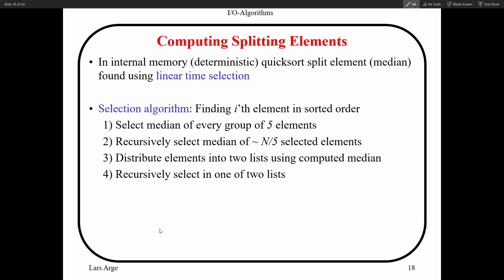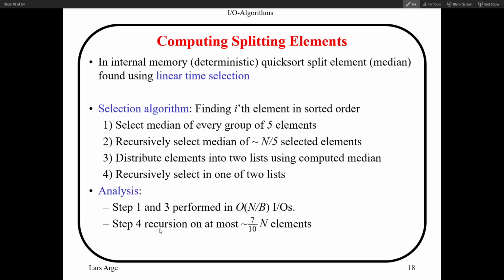We now go back to finding the splitting elements in the IO model. Remember that we want to find M over B splitting elements that roughly split the input into equal size lists. The first observation is that this algorithm that we covered previously actually runs in N over B IOs, because the first part can be done without needing to do anything. If this is the input elements, this is already split into blocks of size B.